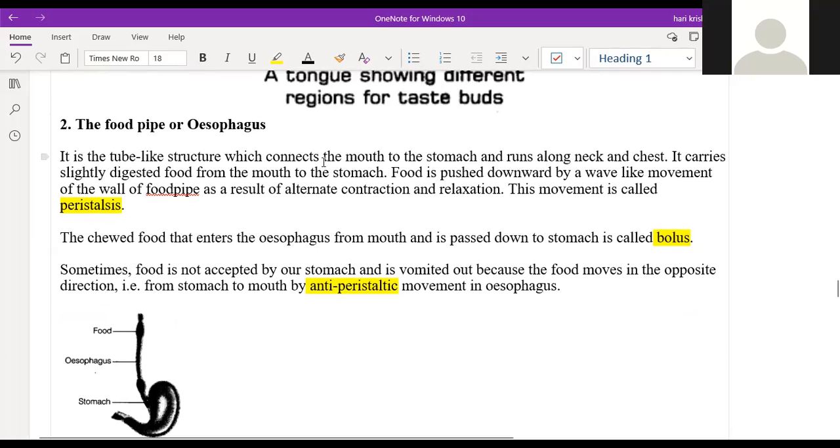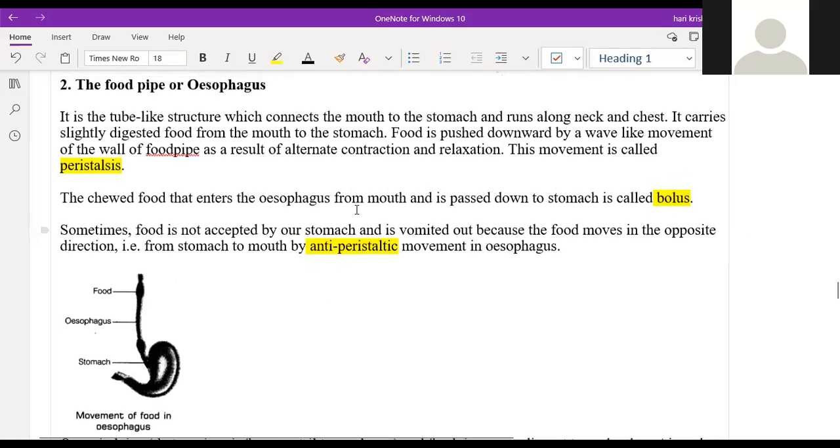The muscular movement in the esophagus is called peristalsis, which helps in the movement of the food only in the downward direction. There is one more movement called anti-peristalsis, that means you get a vomiting sensation. Whenever the peristaltic movement is reversed, it is called anti-peristaltic movement, and it causes vomiting. The partially chewed food that goes from the mouth into the stomach is called a bolus. Okay.